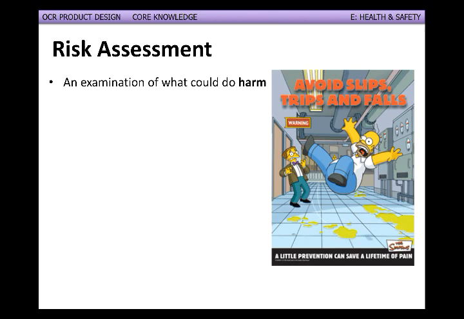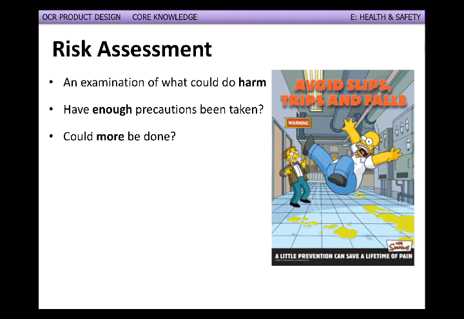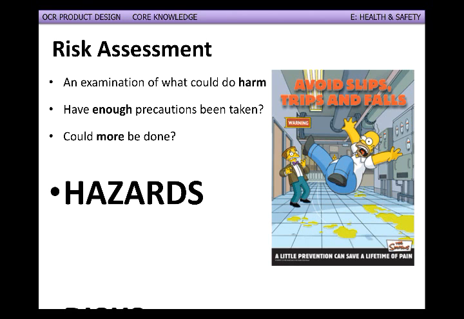Risk assessment is all about examining what can do harm and deciding whether or not enough precautions have been taken to reduce the chances of that actually happening. Because if you get taken to court, they will keep asking you whether or not you could have done more to prevent that accident from happening. And you have to prove that you did whatever you could to stop that from happening. You do that by identifying hazards and assessing the risks.